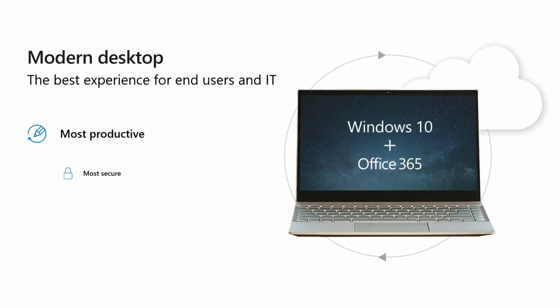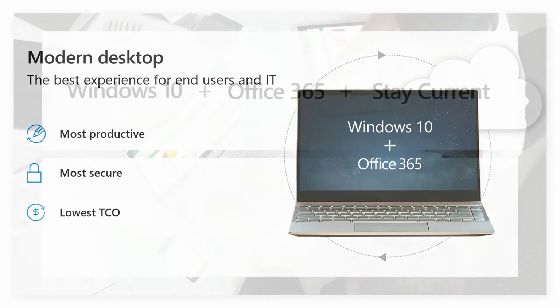Modern desktop is very simple. It's Windows 10 and it's Office 365 kept up to date. That's literally it. If you are delivering to your users Windows 10 on their device and Office 365 and you're keeping both of those things up to date, that is a modern desktop. So why that combination?